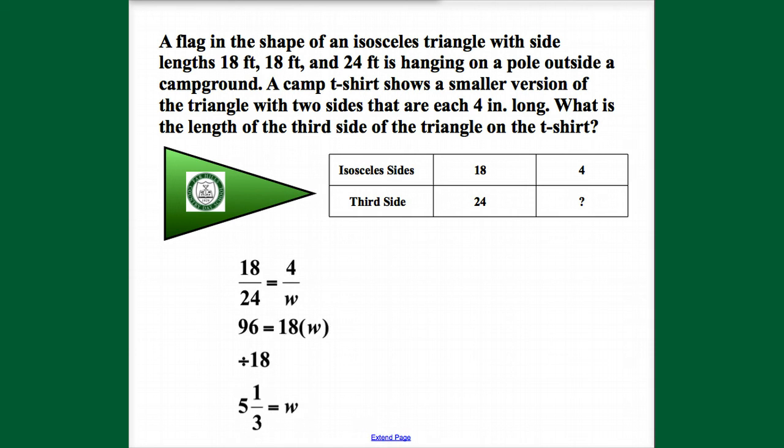So 18 over 24 equals 4 over W. In this case, when we divide, we do get a fractional answer, but that's okay. It's 5 1/3 inches long.